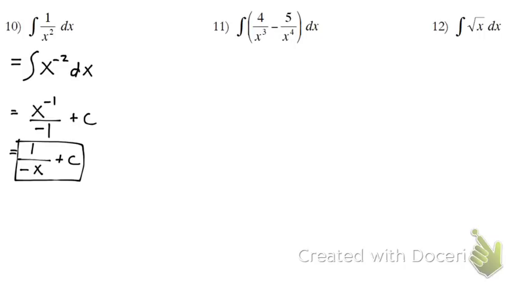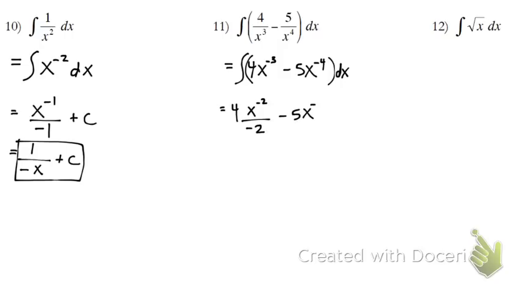All right, on number 11, if I rewrite these, I have the integral of 4x to the -3 minus 5x to the -4 dx, for my important variable that I'm taking the integral with respect to. The integral of 4x to the negative 3, let's see. If I bump up the exponent by 1, that would be 4x to the negative 2 divided by negative 2, my new exponent. And then minus 5x to the negative 3 divided by negative 3, my new exponent, plus c.